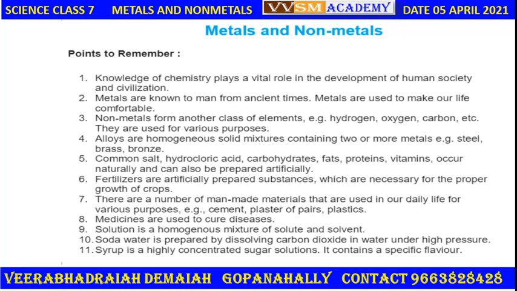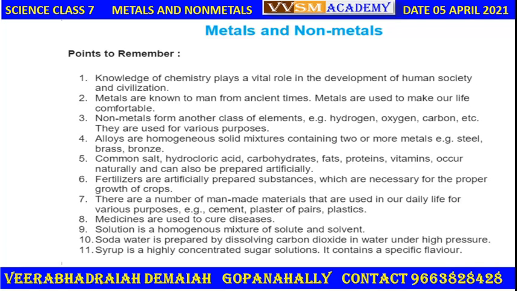Common salt, hydrochloric acid, carbohydrates, fats, proteins, vitamins occur naturally and can also be prepared artificially. Fertilizers are artificially prepared substances which are necessary for the proper growth of crops. There are a number of man-made materials that are used in our daily life for various purposes, example cement, plaster of Paris, plastics, etc. Medicines are used to cure diseases.